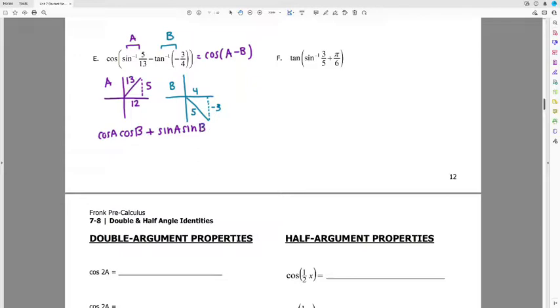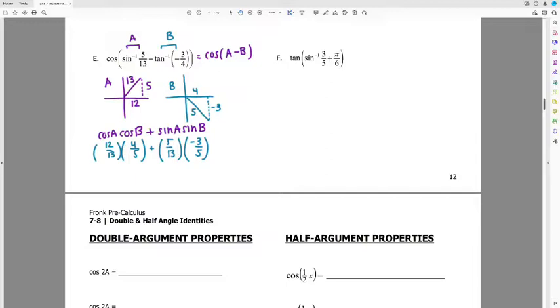And then I'm just going to use the diagrams to fill in what we know about these things. So the cosine of A, we look at angle A here in purple. The cosine is 12 over 13. And then the cosine of angle B, go to the blue angle, that cosine is 4 over 5, it's x over r. And then we go back to the purple angle, angle A, to get the sine value here, which is 5 over 13, and then the sine of angle B in the blue diagram is negative 3/5.